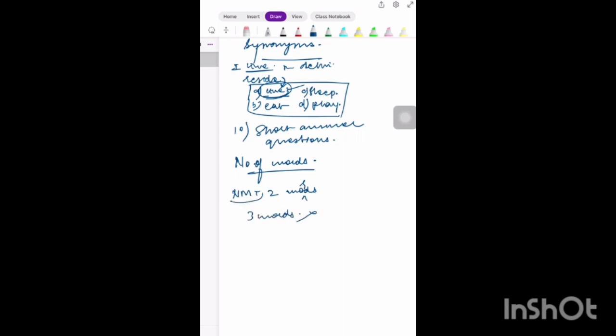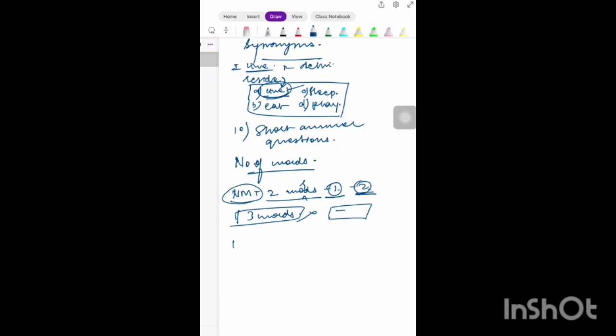Not more than means no more than 2. So you can also use 1 word. You can also use 2 words to answer the question, but not 3 words. That would be wrong. And you have to match it. Those 1 or 2 words should not come from your own understanding or knowledge. They should come from the passage text.